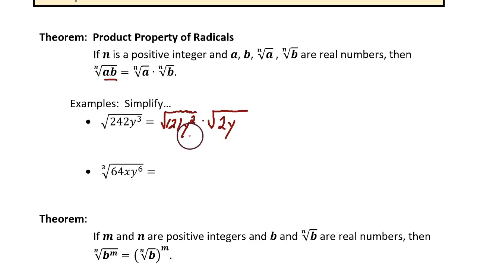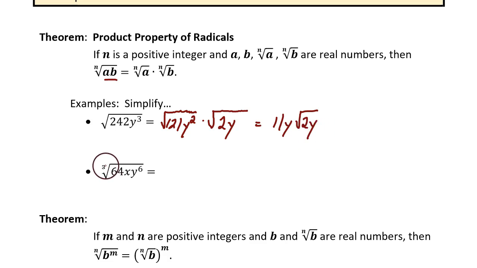Now you might be wondering, why would you write it like that? The reason is that in the first radical are perfect squares. The square root of 121 makes 11, and the square root of y squared makes y. The other radical does not have perfect squares inside of it, and so you would leave that piece in a radical symbol. The square root of 242y cubed can be rewritten as 11y times the square root of 2y.